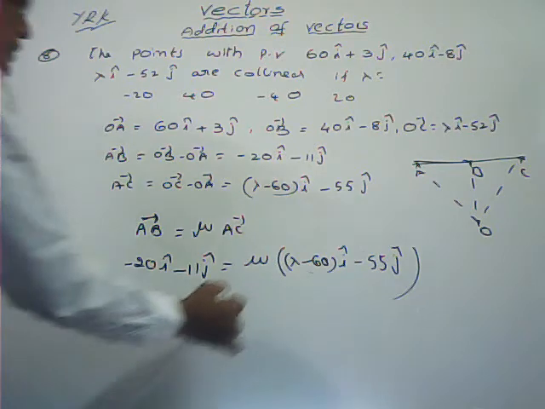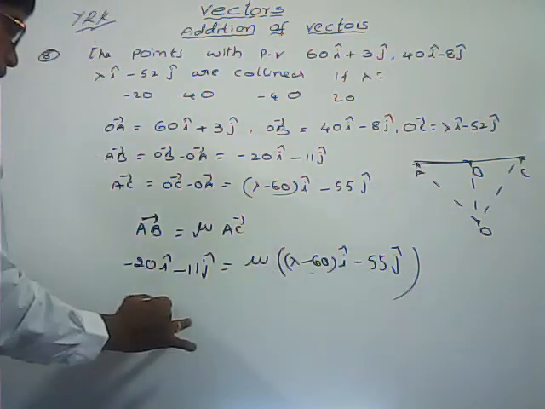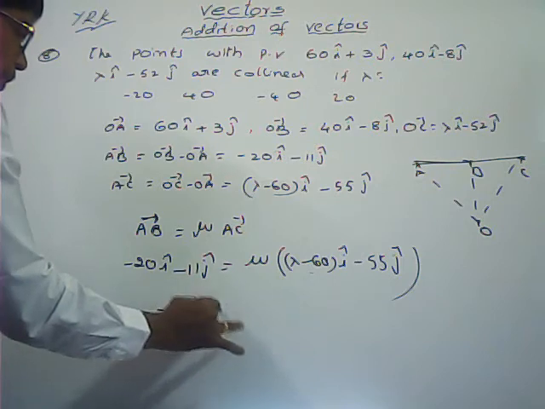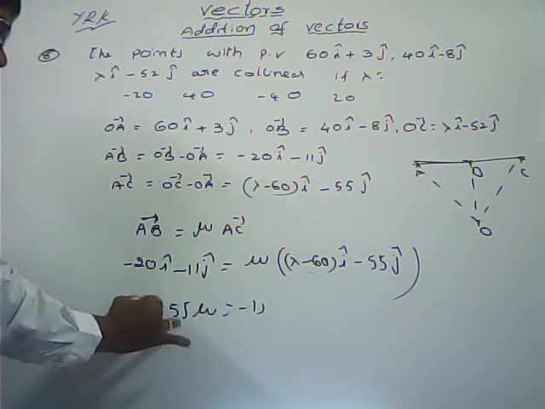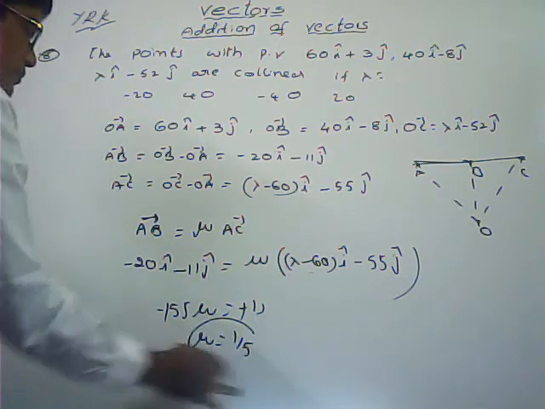Here these two are multiplied by mu, and both the vectors are equal, so equating the j bar coefficients. What about the j bar coefficient here? Minus 55 mu, that is equal to minus 11 this side. So minus minus gets cancelled. Mu is equal to 1 by 5.